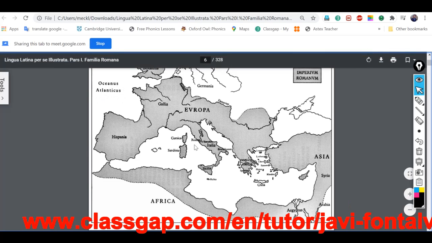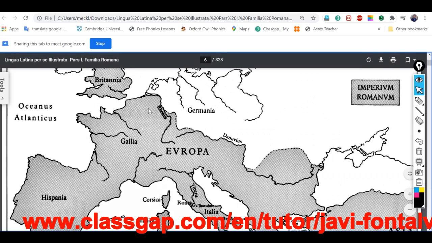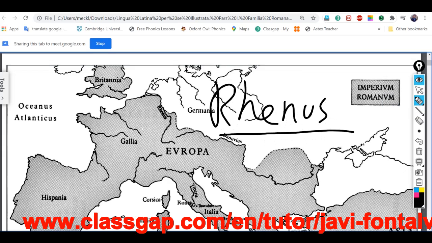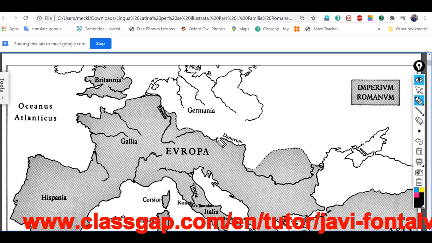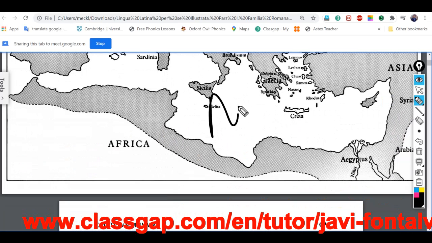Oceanus Atlanticus, easier. And then we also talk about rivers in Europe, in the Roman Empire. So, for example, we have Renus. Let me type it here. So, Renus. That's a river. Very popular, right? And we also have Danubius, which is another big river in Europe. Of course, the most popular river, Nilus. So what river is that? Nile. Exactly. Of course, we'll talk about Arabia. That's easier. Arabia. There you are.